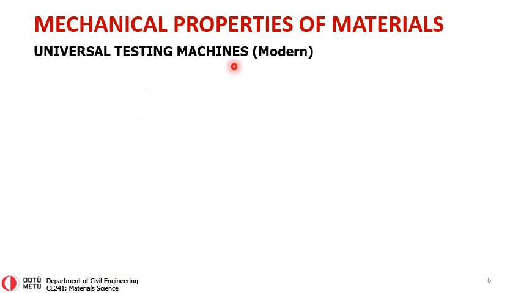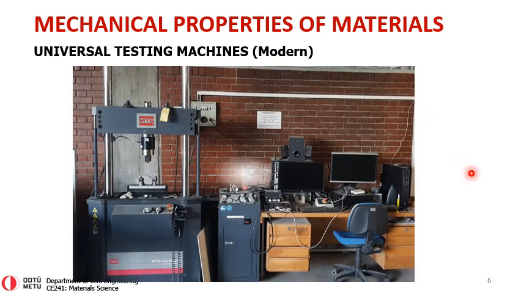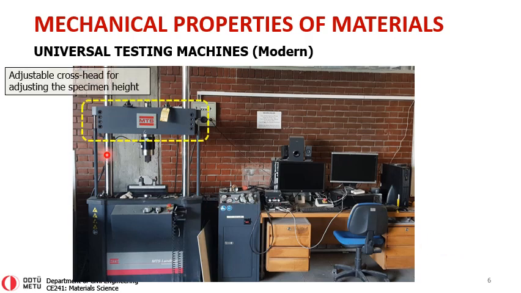But nowadays we have modern versions of these universal testing machines. Again, this is a picture that I took from our lab. This is a modern machine that we have, but things are not that different from the classical ones. Again, we have a crosshead that's adjustable, and we adjust for the specimen height. It can go up and down. But the load is not applied through this crosshead. That's the difference. The load is applied by a piston that you cannot see right now. It's embedded into this frame.